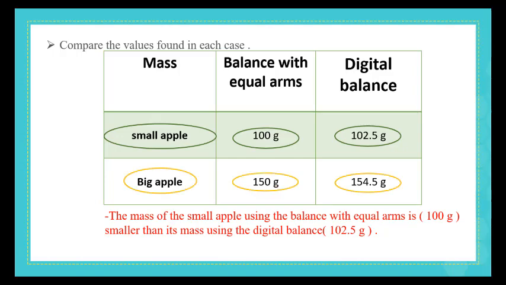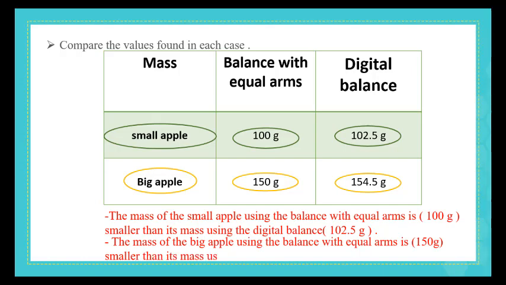Look at the values of the mass of the big apple taken by the balance with equal arms and the digital balance. The mass of the big apple using the balance with equal arms is 150 grams, smaller than its mass using the digital balance, that is 154.5 grams.